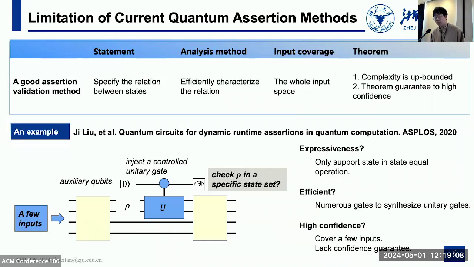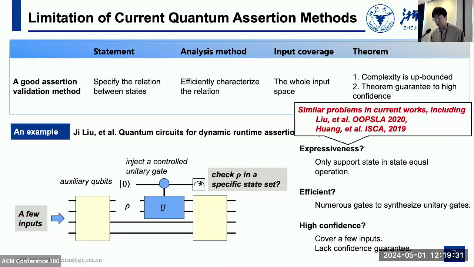However, in terms of expressiveness, it only supports a few operations. Also, it cannot check the relations between states. In terms of efficiency, numerous gates are required to synthesize a controlled unitary gate. More critically, it lacks confidence guarantees, as it can only validate the correctness under a few inputs rather than the whole input space. Similar issues exist in other current work highlighted there.